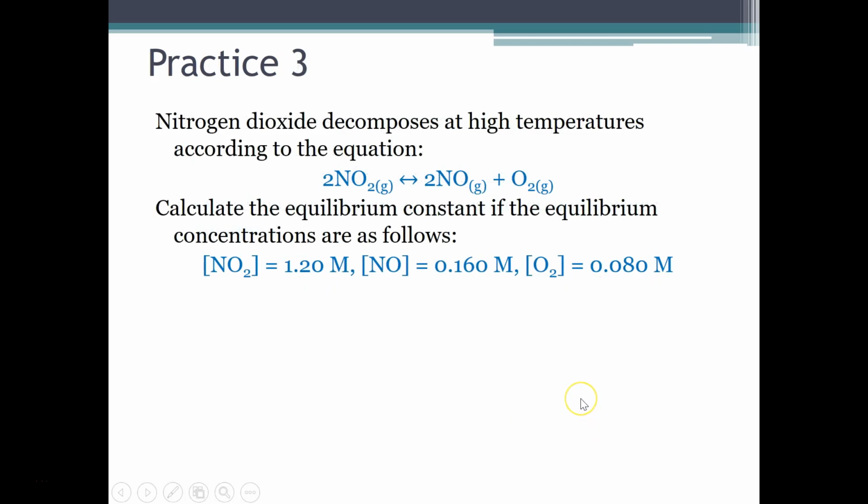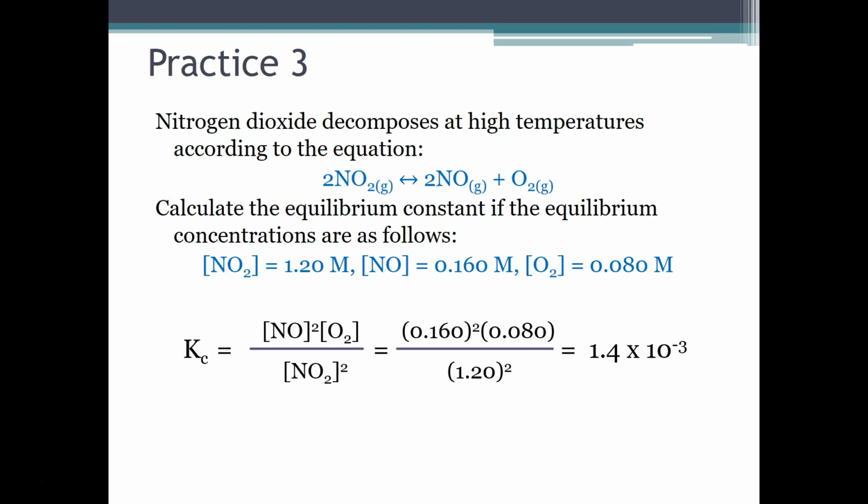Alright, so this is an example where we actually calculate the value for K. Problem says nitrogen dioxide decomposes at high temperatures according to this equation. So you have 2NO2 in a reversible reaction with 2NO and oxygen gas. Calculate the equilibrium constant if the equilibrium concentrations are as follows. And it gives you the values for concentration. So take a moment, pause the video, write the K expression, plug in the values, and solve for K.